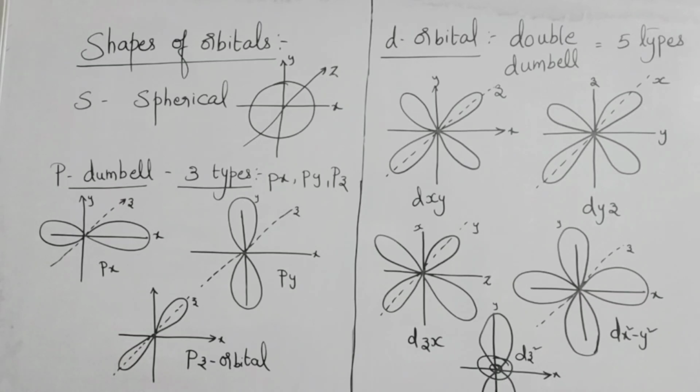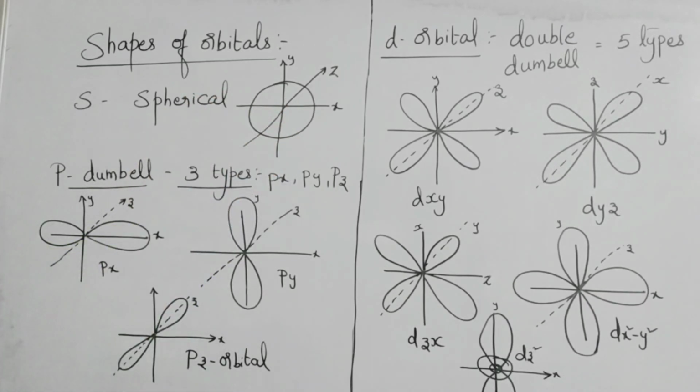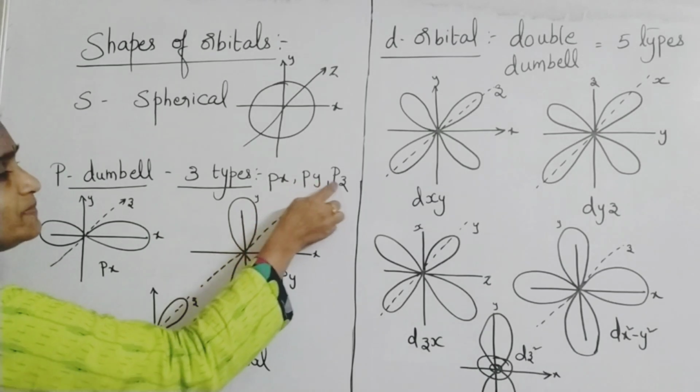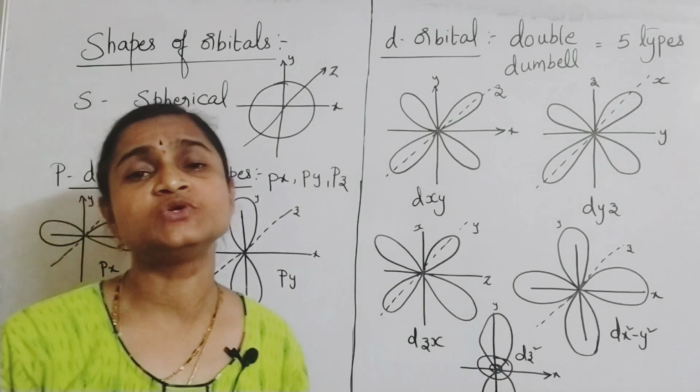S subshell is spherical in shape. It's a 3-dimensional structure, so it is spherical. This represents the shape of the s orbital. And the p orbital or p subshell is dumbbell shaped. Three types of p orbitals exist: px, py, pz. That means the electron density is distributed along the x, y and z axis.